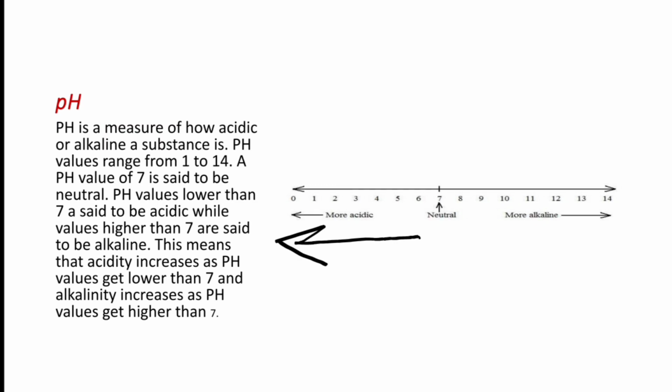1 is more acidic than 6. Okay, yeah. But on this other side, as the numbers are increasing, something is becoming more alkaline. So pH values lower than 7 are said to be acidic, while values higher than 7 are said to be alkaline. So this means that acidity increases as pH values get lower than 7, and alkalinity increases as pH values get higher than 7. So as we go higher than 7, something is becoming more alkaline. As we go down less than 7, something is becoming more acidic. So otherwise, pH is the measure of how acidic or alkaline a substance is.